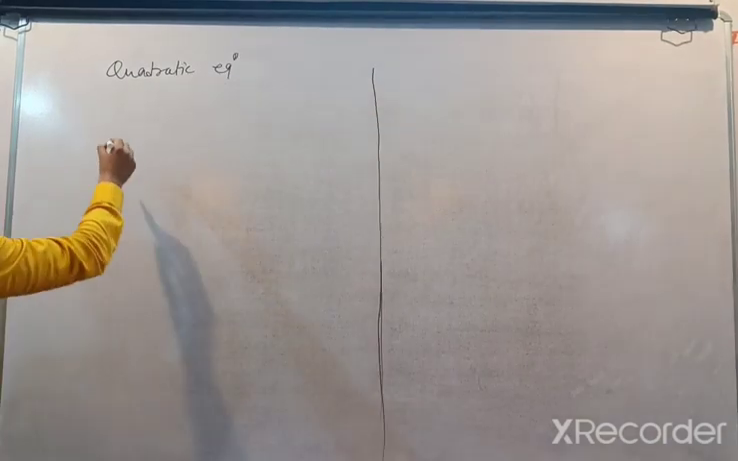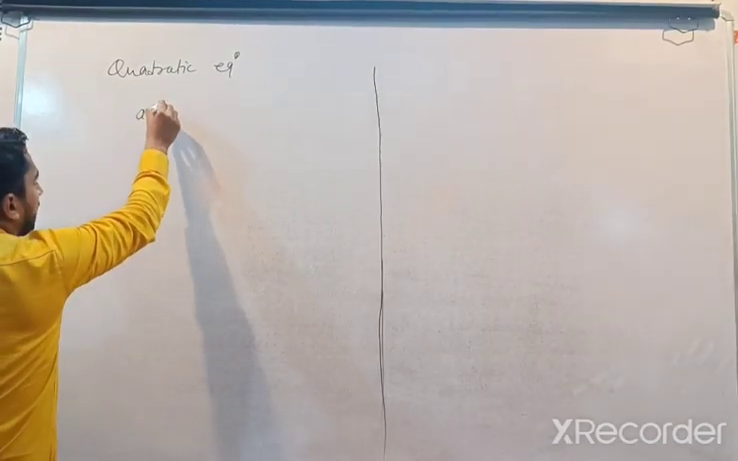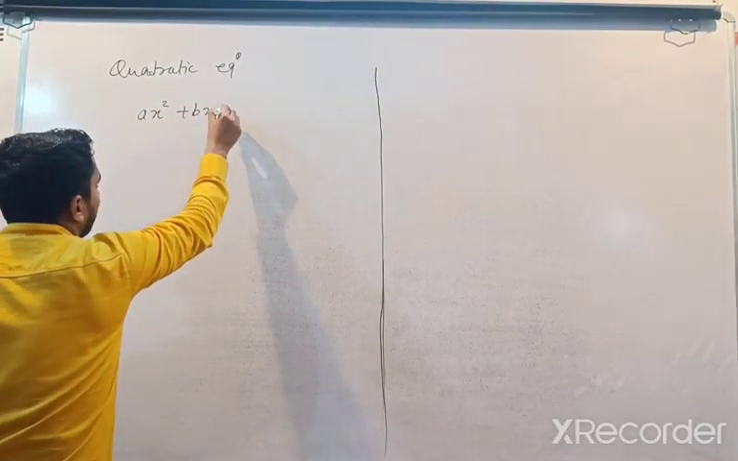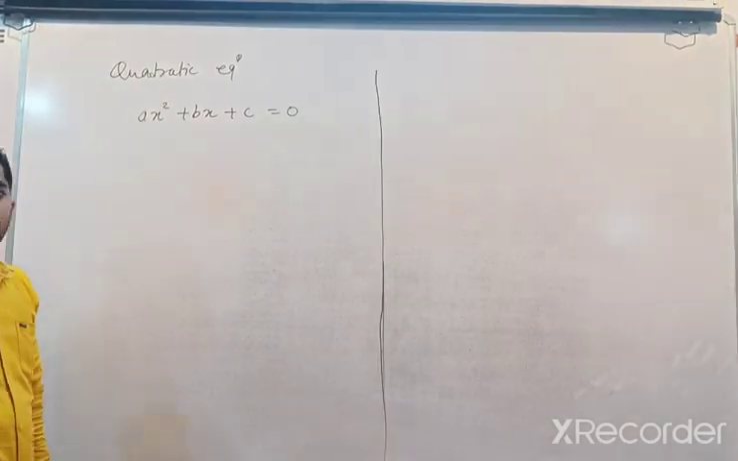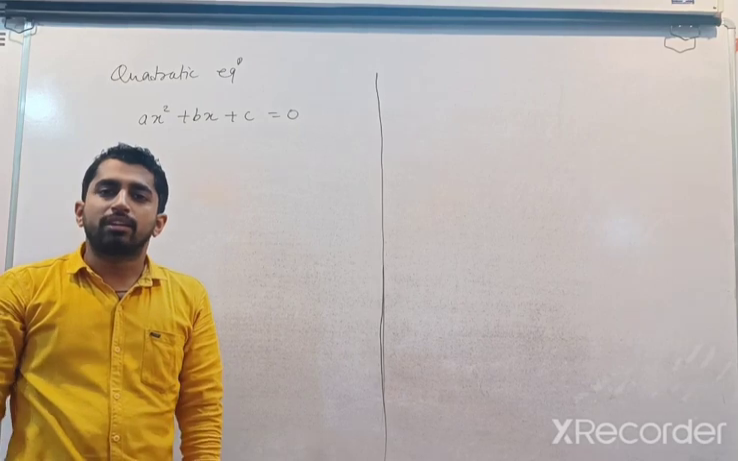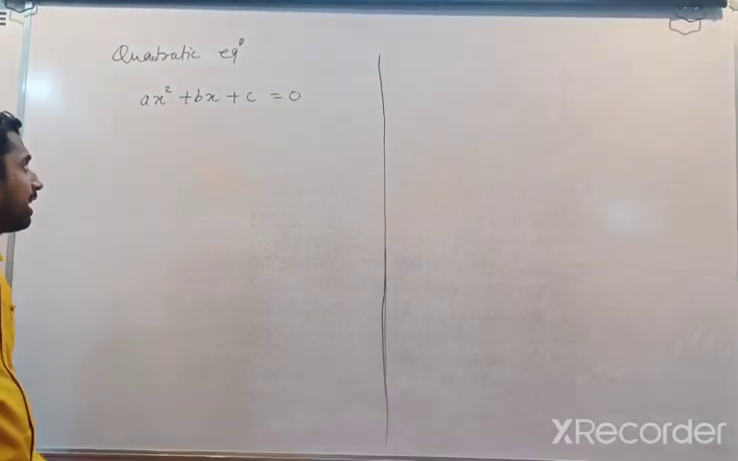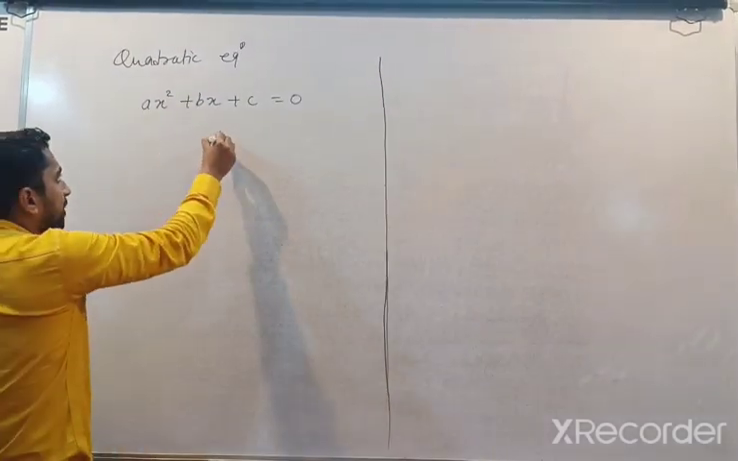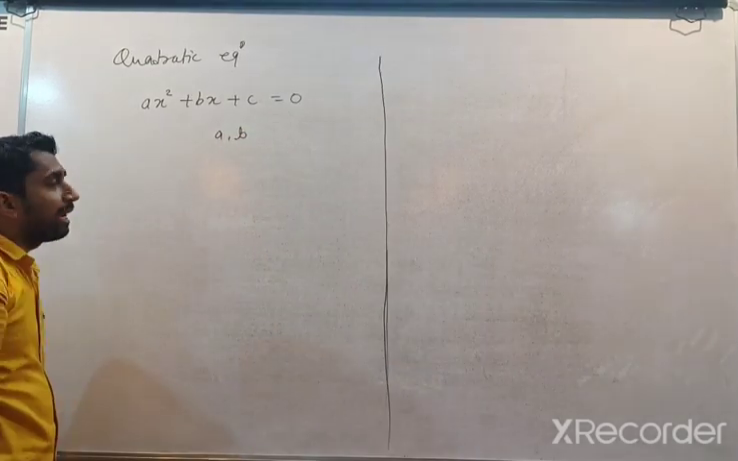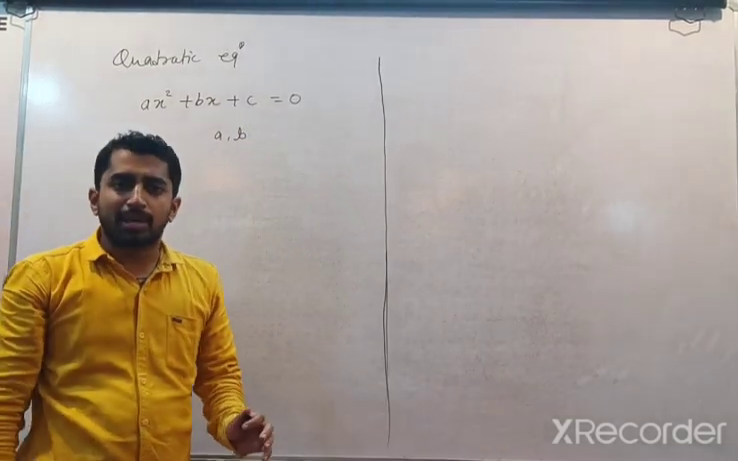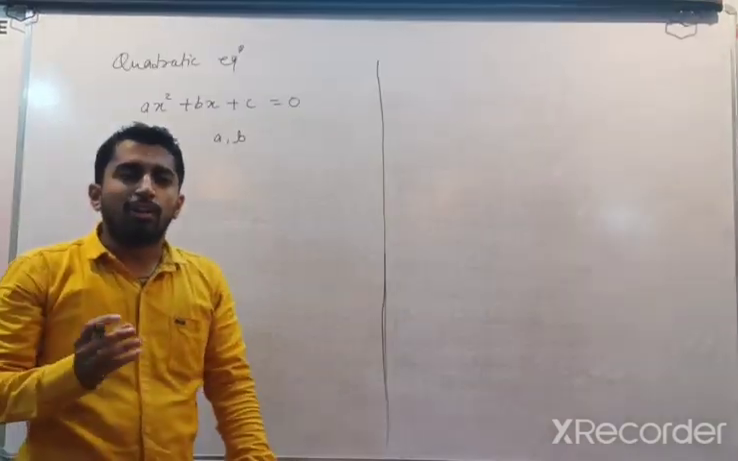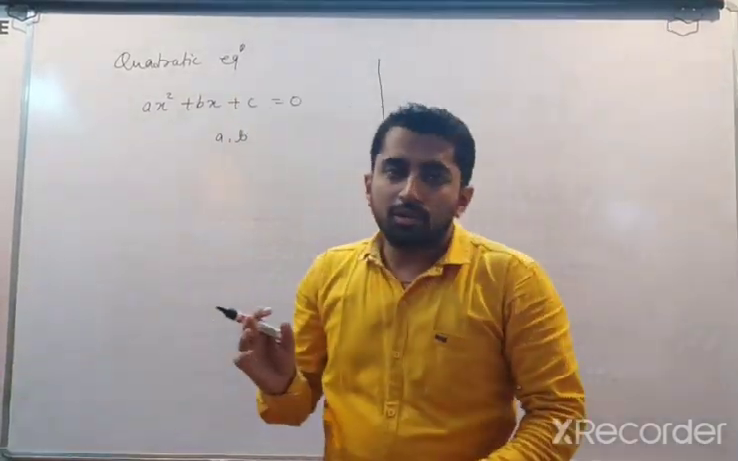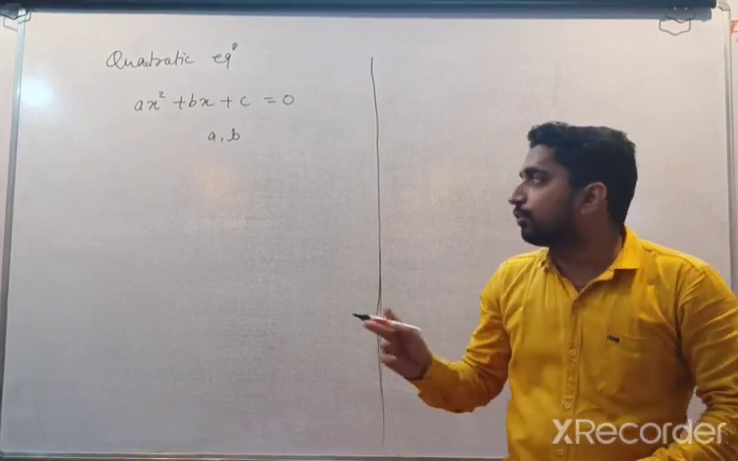So here you can see this is the standard form, ax square plus bx plus c equals to 0. This is the standard form in which any quadratic equation can be represented. Here you can understand that a and b are coefficients of x square and x respectively, and c is the constant term. To solve this, we have two methods.